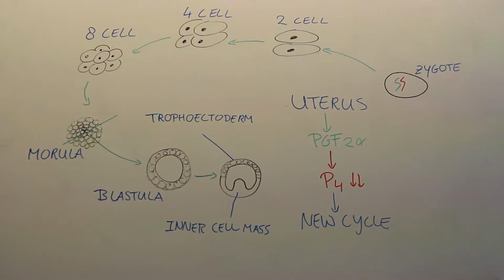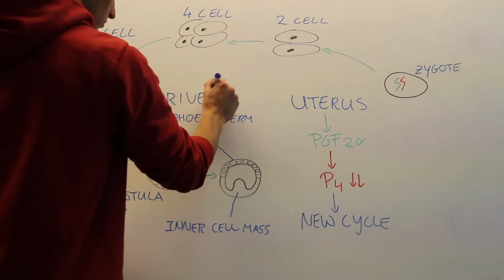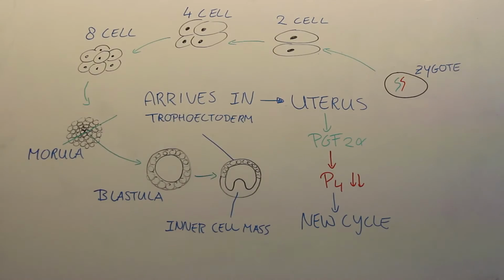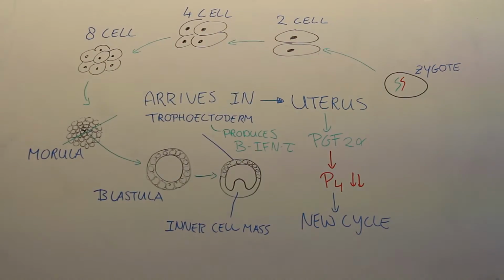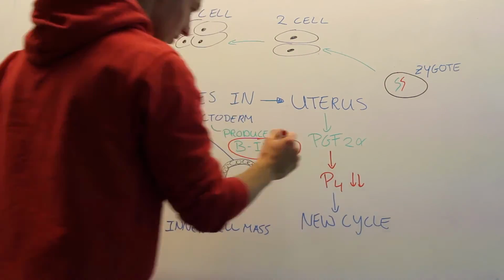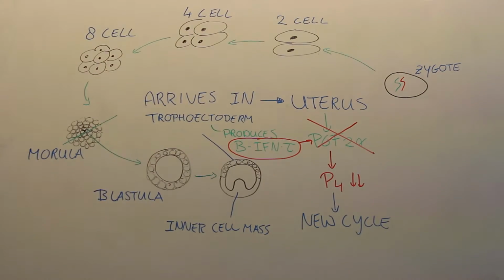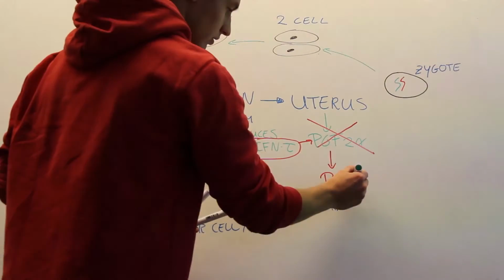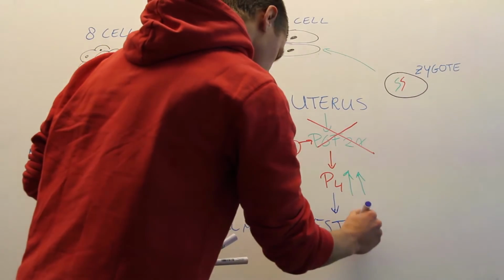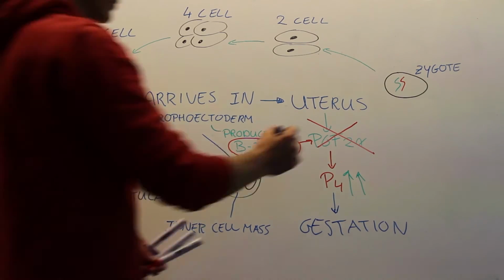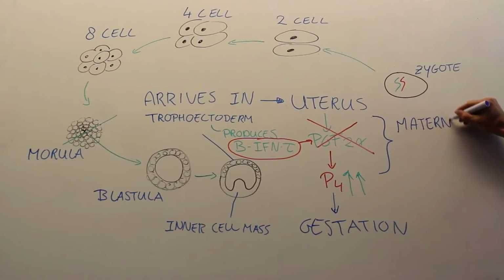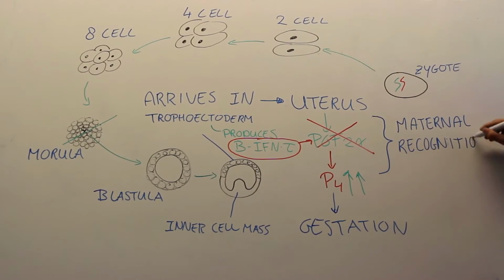In the cow, the trophectoderm elongates significantly. The trophectoderm produces bovine interferon tau. Due to the elongation, a large amount of interferon tau is produced. This protein inhibits the production of prostaglandin F2 alpha from the uterus, preventing luteolysis. Without luteolysis, progesterone remains elevated, inhibiting the new cycle and allowing the pregnancy to continue. The process of maternal recognition is highly species-specific.